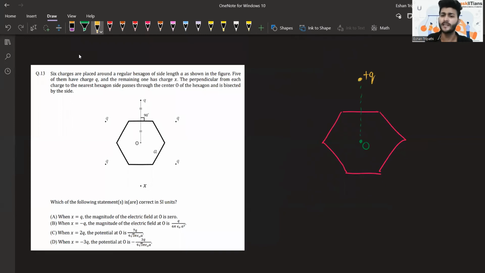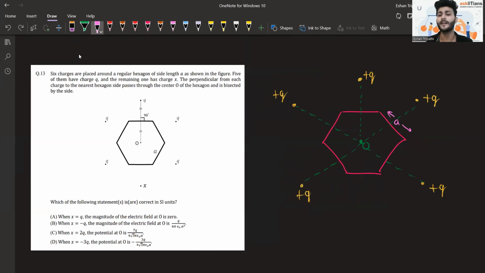This I would say is an easy question compared to all the others we had in this paper. This would also be categorized as easy. All these charges are equidistant from the center like this and follow this hexagonal symmetry. And what else is given? The side length of hexagon is given. This side length is given as A. And they're asking electric field at point O, electric field over here, and potential at point O.